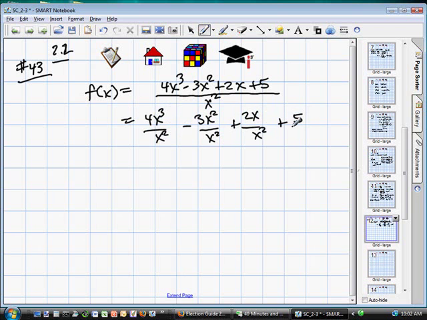So in other words, all we can do is try to do something algebraically. And couldn't we rewrite this then as 4x minus 3 plus, I'll say it this way, 2x to the minus 1 plus 5 times x to the minus 2? Now we should be able to apply the power rule, shouldn't we? If that's f of x, then what's f prime of x?